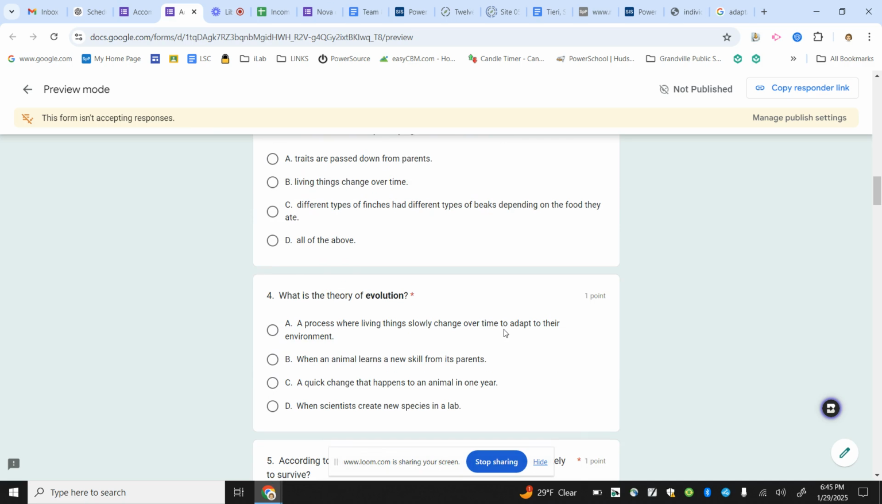Number 4. What is the theory of evolution? A. A process where living things slowly change over time to adapt to their environment. B. When an animal learns a new skill from its parents. C. A quick change that happens to animals in 1 year. D. When scientists create new species in a lab.